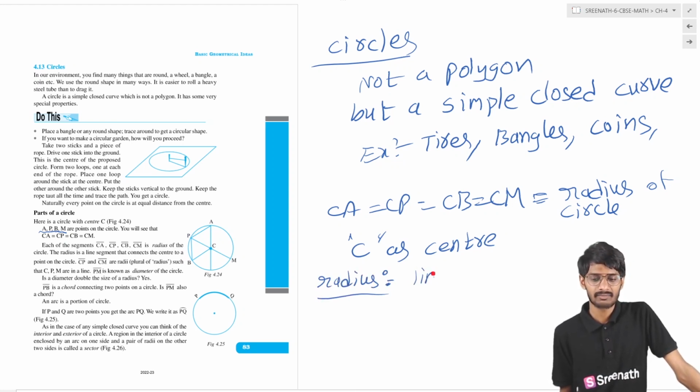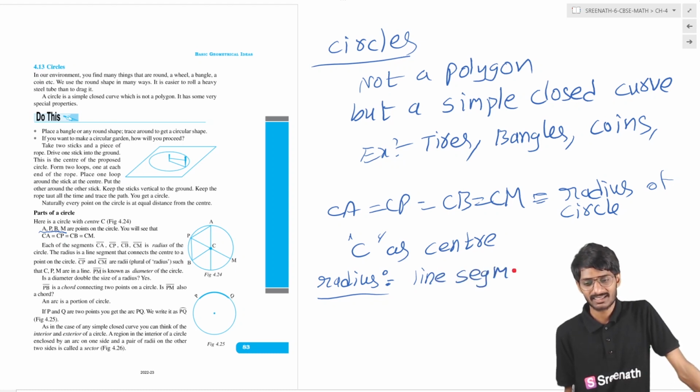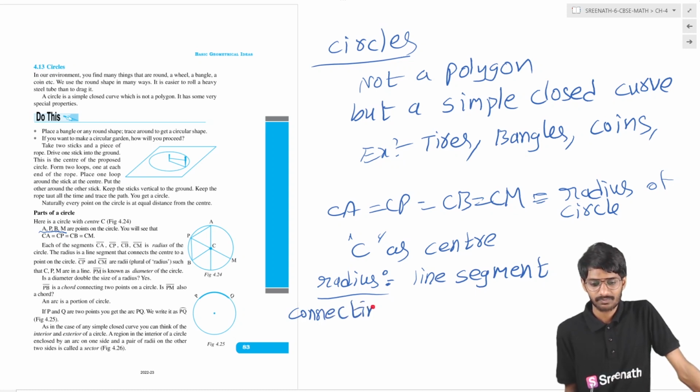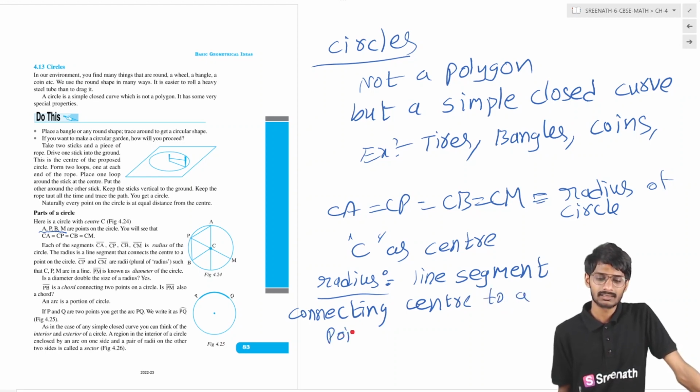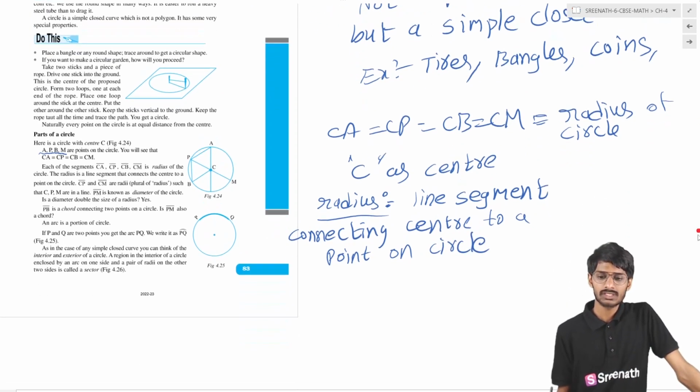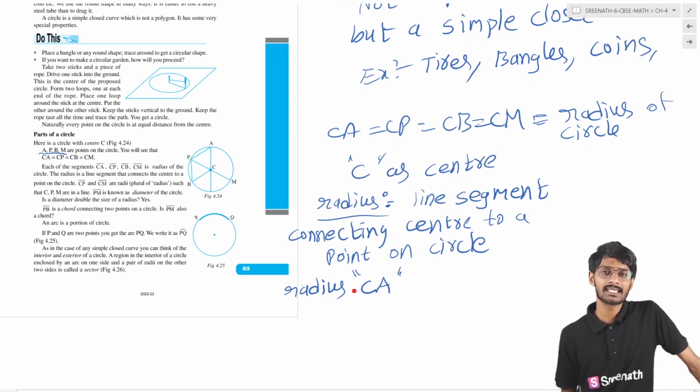Radius, it is a line segment. What is it? It is a line segment connecting the center to a point on the circle. So in the case of radius, students, if you are strictly talking about CA, then we call it radius.